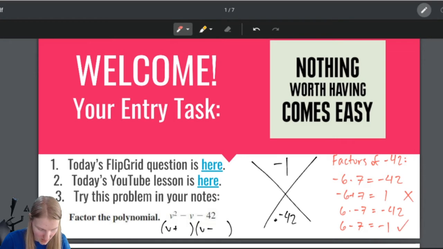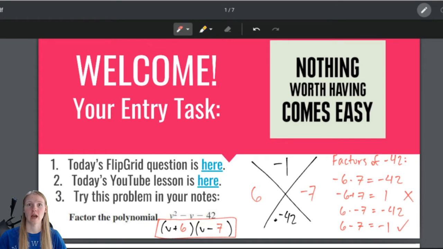So yay, I have 6 and I have -7, which means I'm going to have v plus 6 and v minus 7. And there you have it. Main thing to remember, you need 2 numbers that add to give you the middle term and multiply to give you the last term. That is your guiding light through these problems.